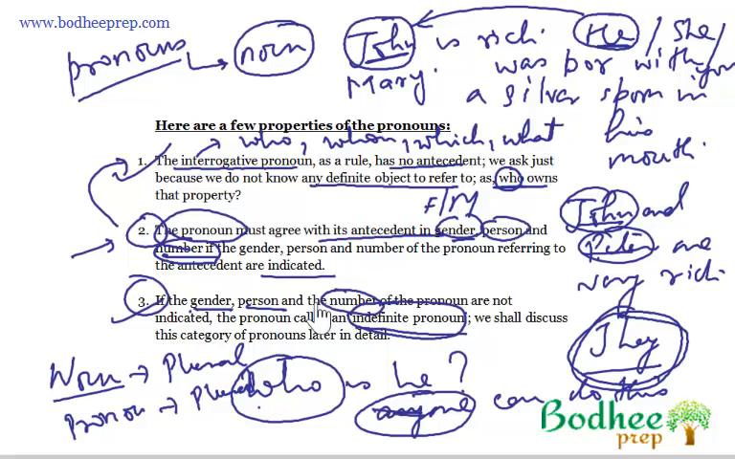So what we have seen here are a few properties of pronouns, beginning with the interrogative pronoun. And then what are the properties that a pronoun must have? It must agree with the antecedent in gender, person, and number. And moreover, if the gender, person, and the number is not known, then those pronouns qualify as indefinite pronouns.